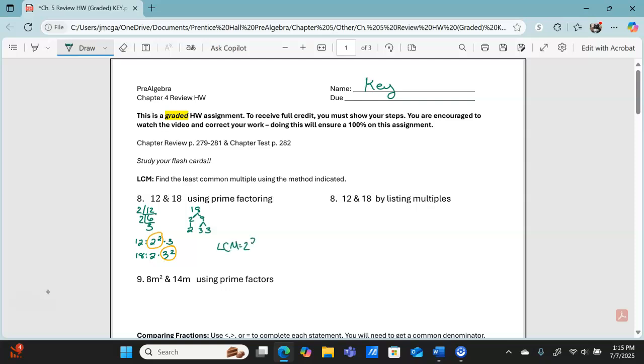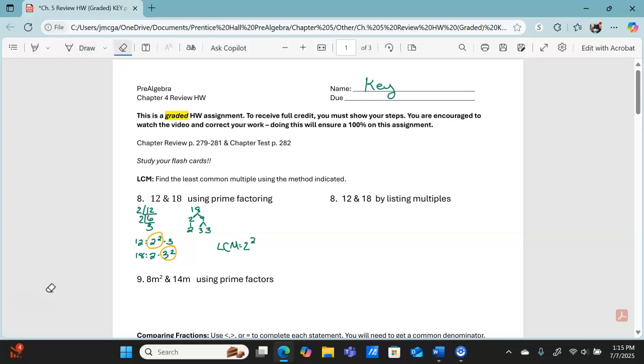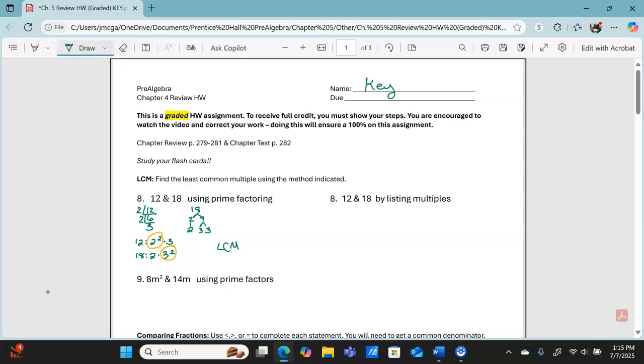is 2 squared times 3 squared. Well, 2 squared is 4, 3 squared is 9, and I get 36. So that's what that problem should look like.